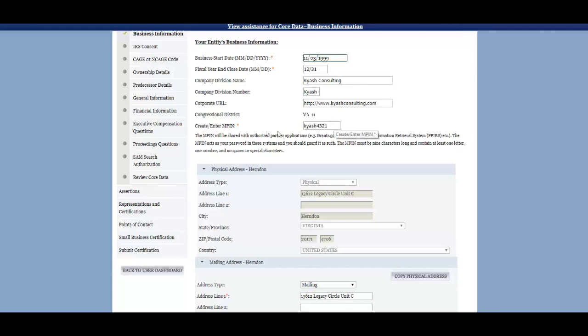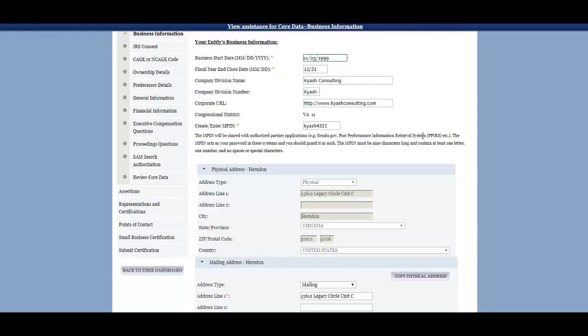And then we have to create and enter an MPIN. And here it says it will be shared with authorized partner applications, including grants.gov, past performance information retrieval system, and this is an interesting one. Past performance information retrieval system is the one where if you do have a contract directly with the government, a prime contract, your client within the government is going to create an evaluation of your performance, and that's where other entities can find it. So what we have is Kayash.